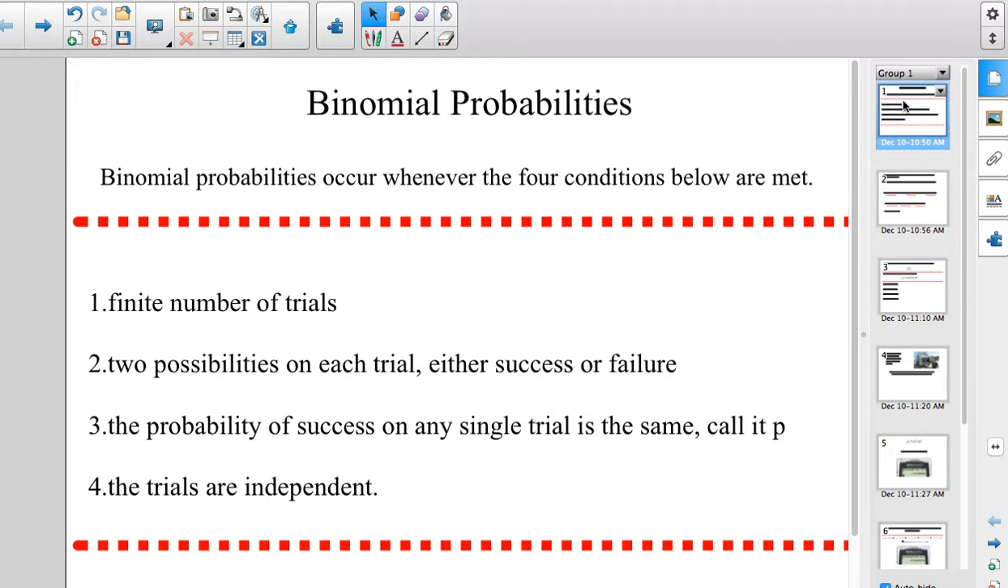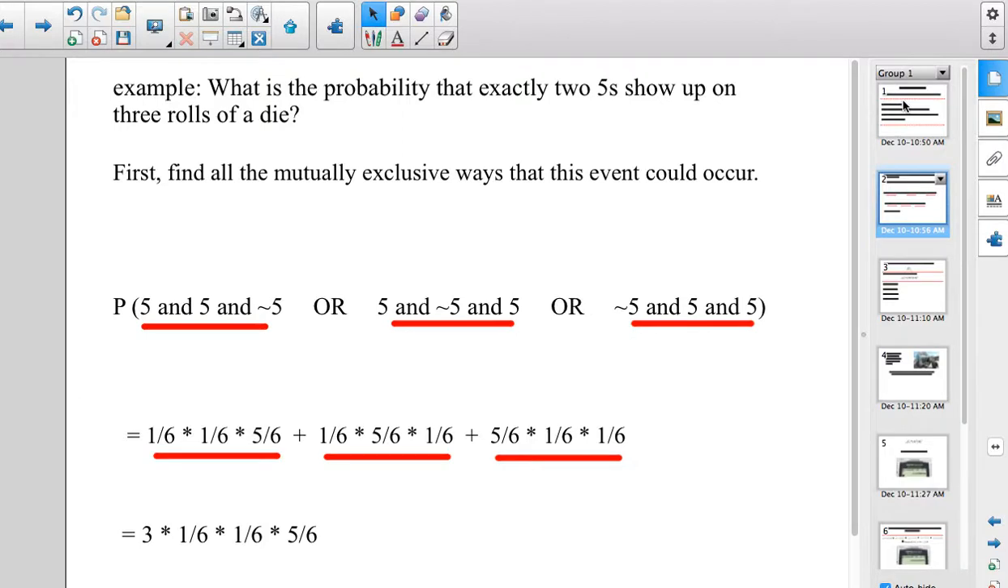Number one, there have to be a finite number of trials. Number two, there have to be two possibilities on each trial, either success or failure. Number three, the probability of success on any single trial is the same, and we'll call that P. And number four, the trials are independent.